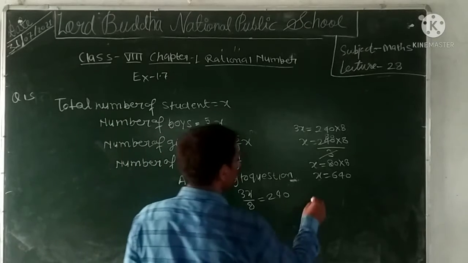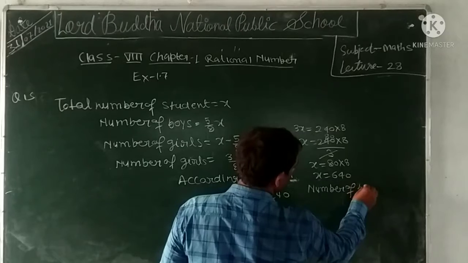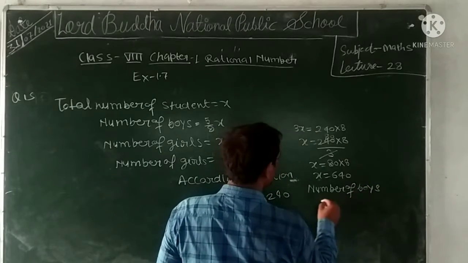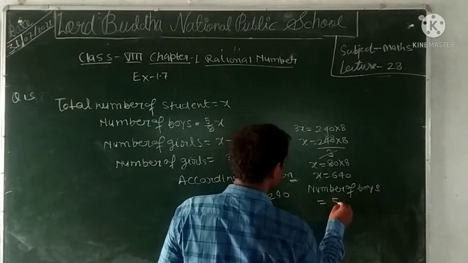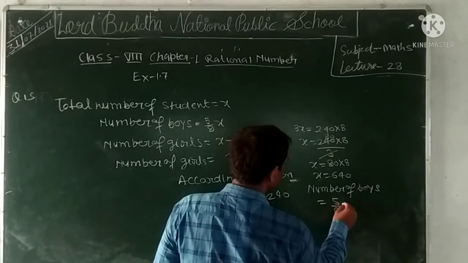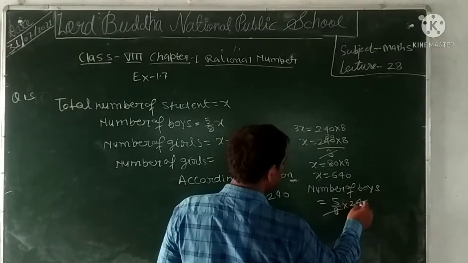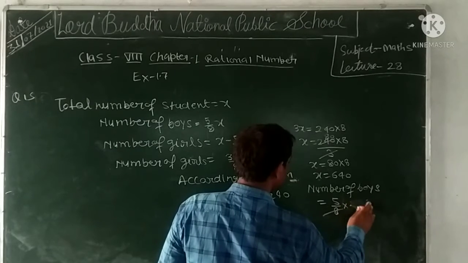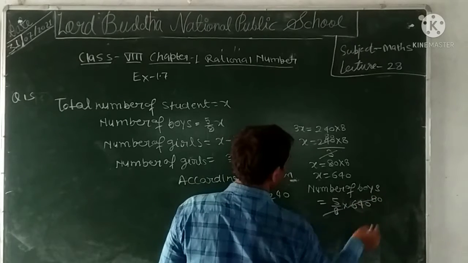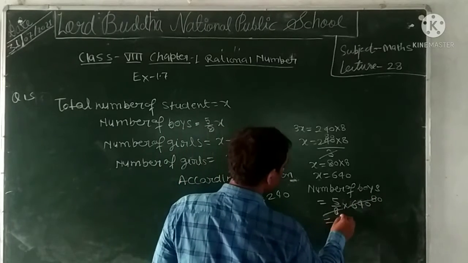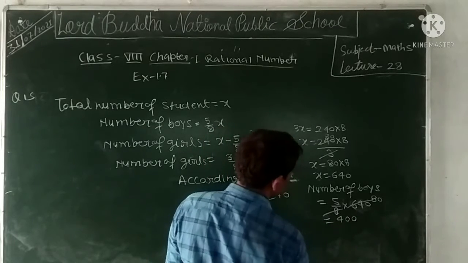Number of boys equal to 5 upon 8 of the total number of students. 5 upon 8 into 640. 8 eights are 64, 80. 5 eights are 400. The number of boys equal to 400.